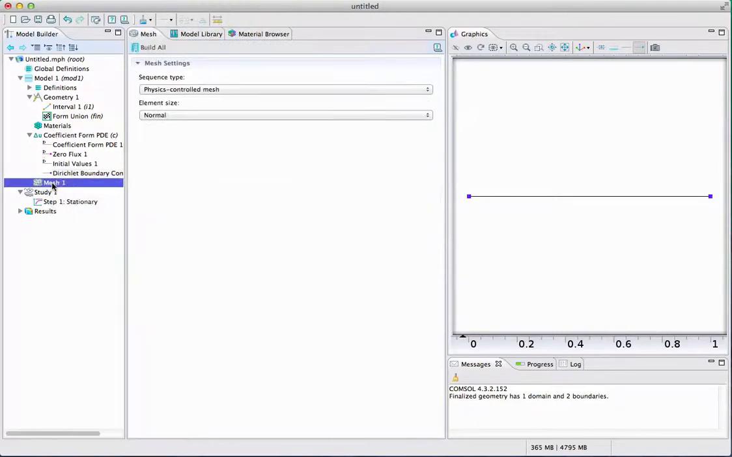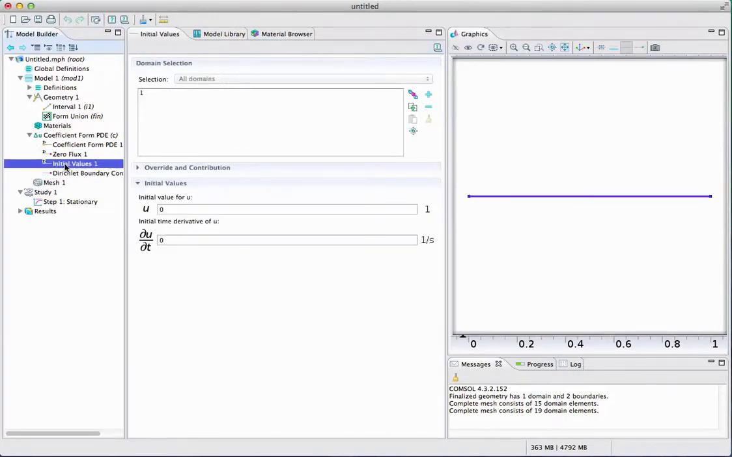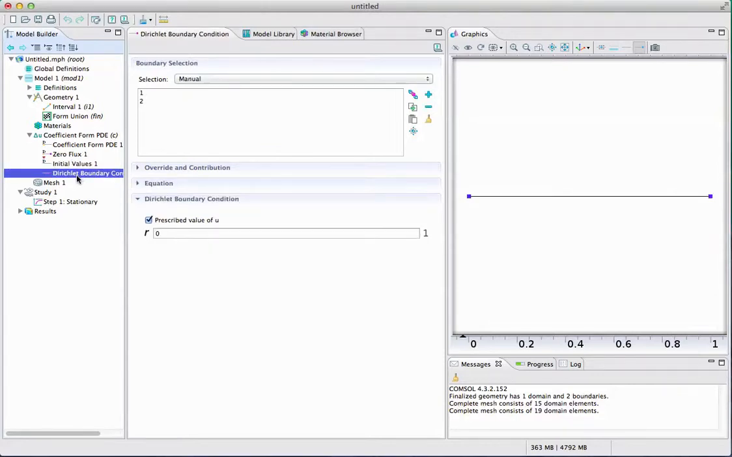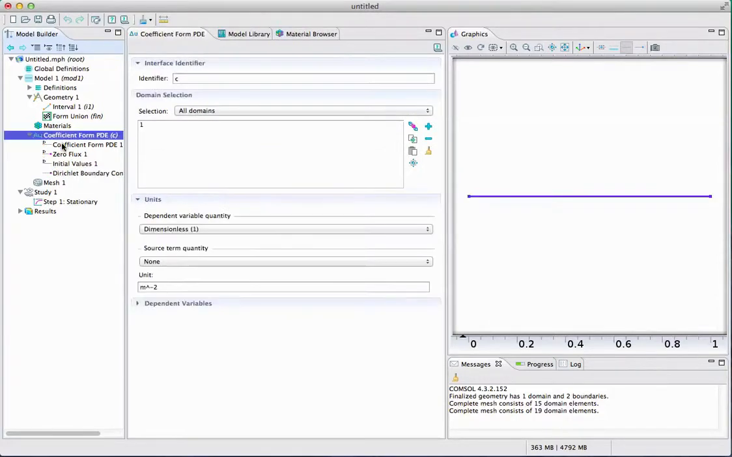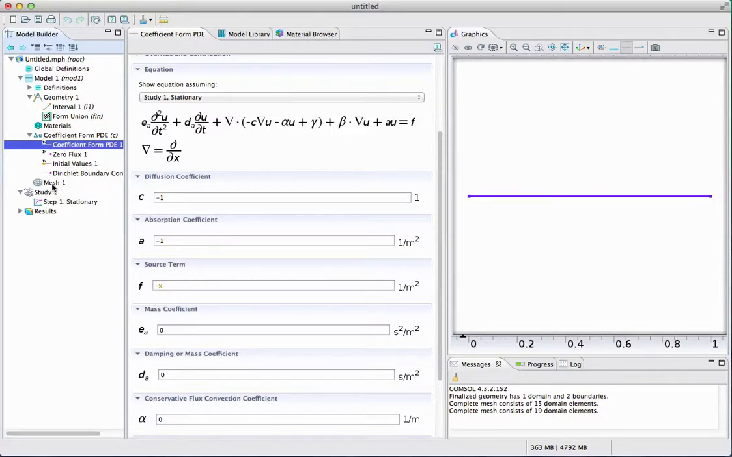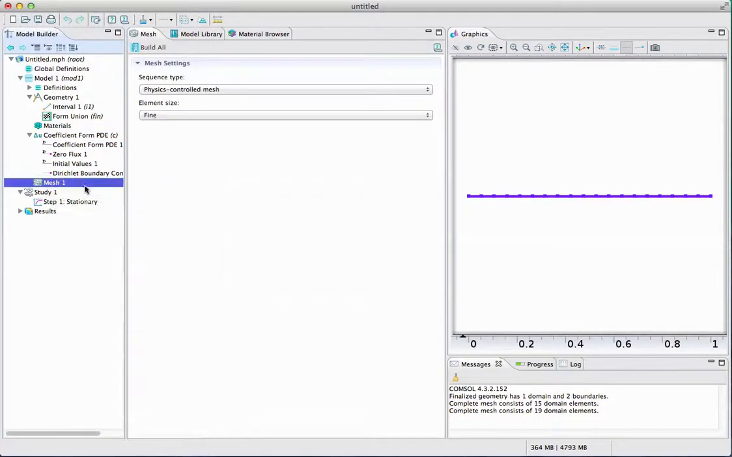We need to mesh this, and I'm just going to let it mesh however it wants. Oops. Did it mesh it? Okay. That's odd. Okay, so I've got overridden, got that, and I've got the Dirichlet boundary conditions in there. I've got my coefficients correctly done. And build all. There it is.